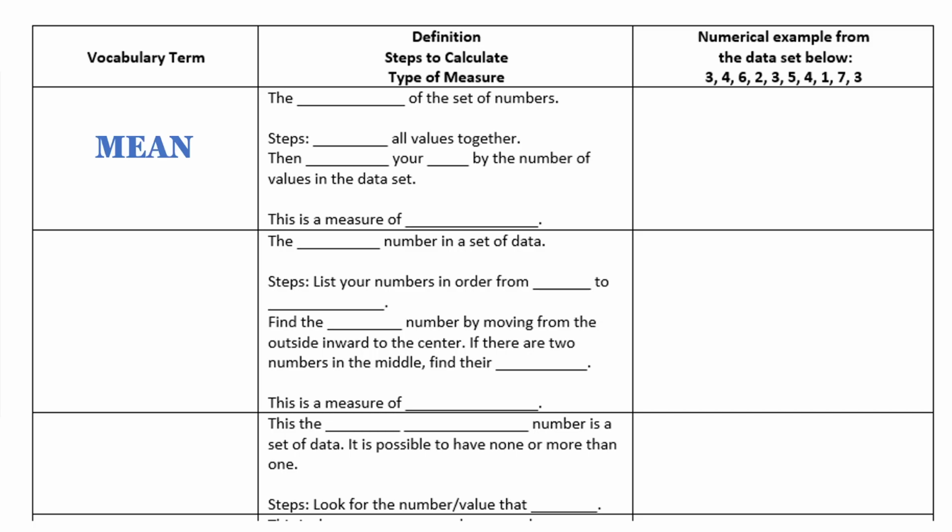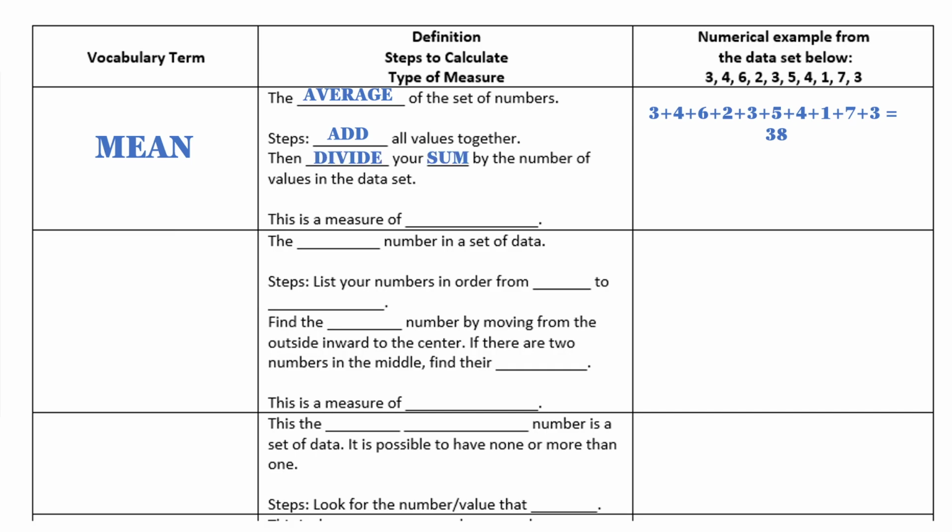So our first word is mean, and the mean is the average of a set of numbers. To find the average, we are going to add all of our values together. Today we're going to be using this set of data for all of our vocabulary so you can see how it all works together. The first thing we need to do is add all these values together, which I did, and they equal 38.